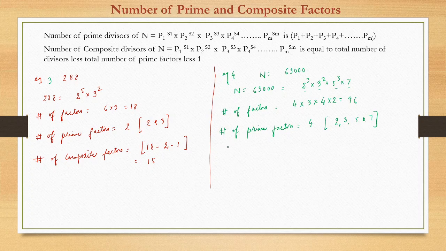Only 4 prime factors. So what would be the number of composite factors? This would be the total number of factors, which is 96, minus the number of prime factors 4, minus 1, because 1 is neither prime nor composite. So this becomes 91. Fine. So this way we can calculate the number of prime and the number of composite factors.